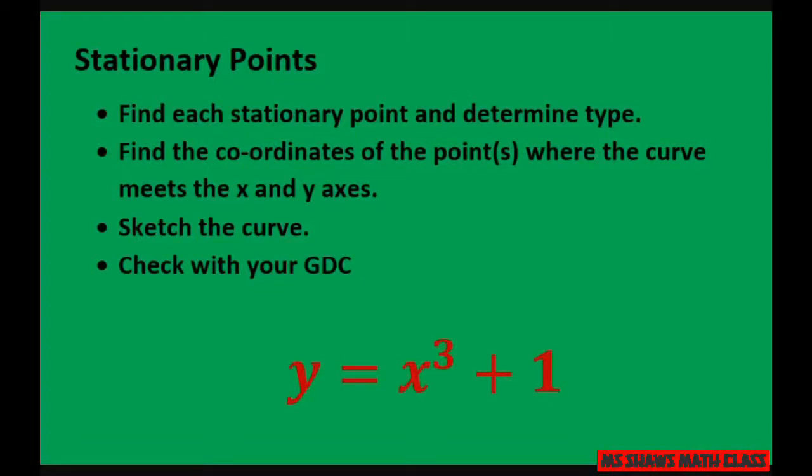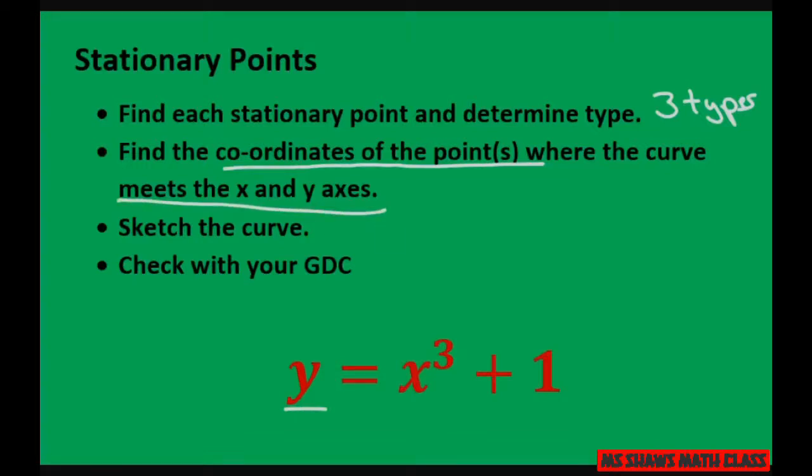Hey everyone, we're going to find each stationary point and determine the type. There's 3 types. We'll go over that. And then also find the coordinates of the points where this curve meets the x and y axis, and sketch the curve, and we can check with our graphing display calculator if necessary.